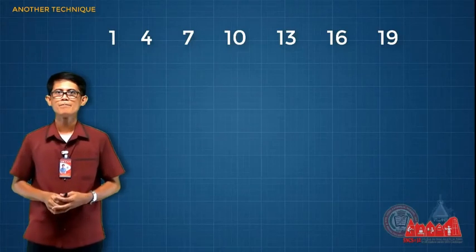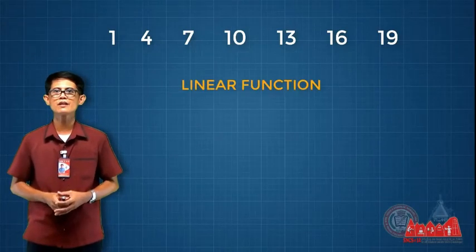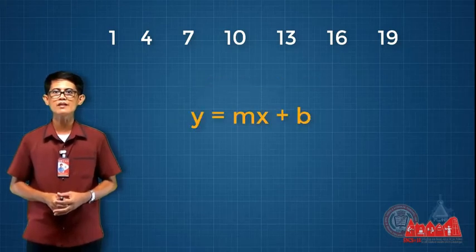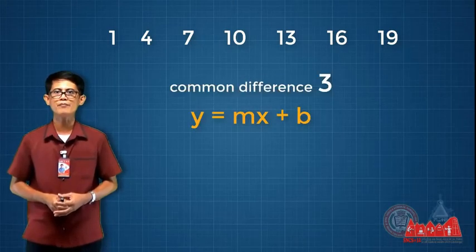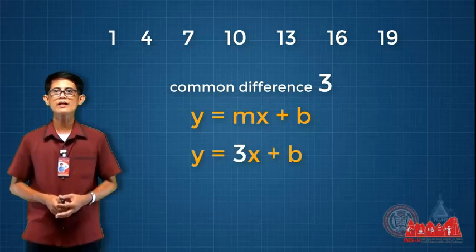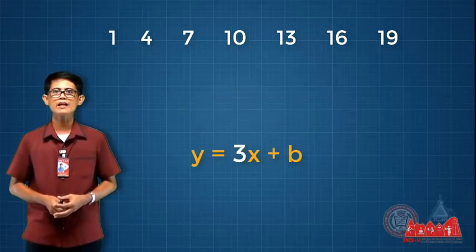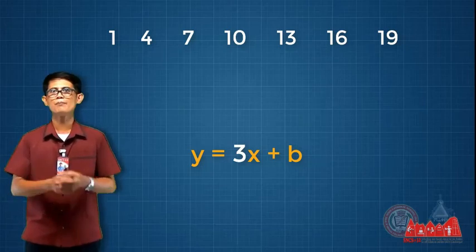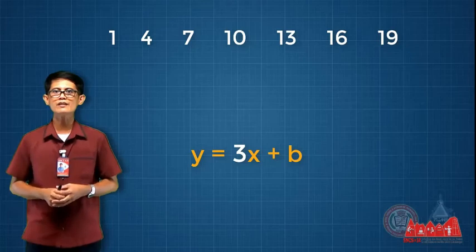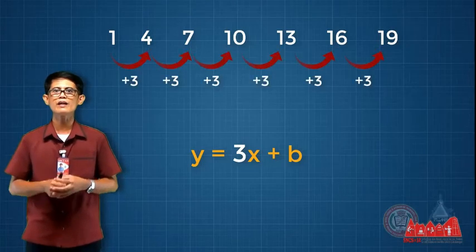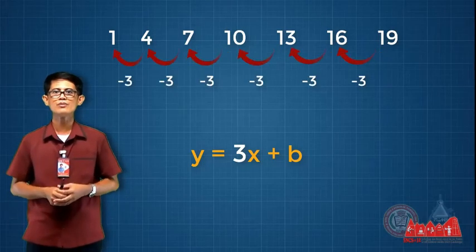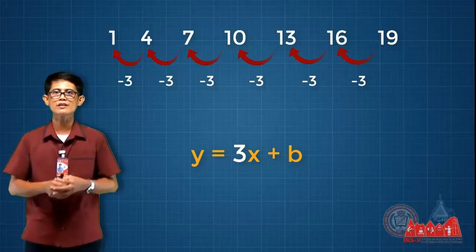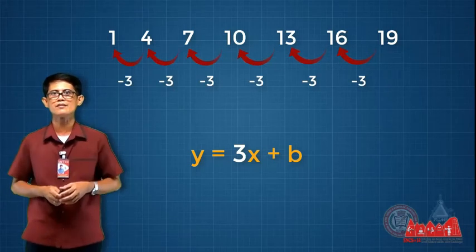I have another technique. Atin-atin lang to, okay? Because this is a linear function, using y equals mx plus b, our common difference 3 becomes the slope m right away. To find the y-intercept b, let's make our x equal to 0. How can we do this? We simply move backward. If we are adding 3 to move forward, now we have to subtract 3 to move backward until we reach the 0th place.